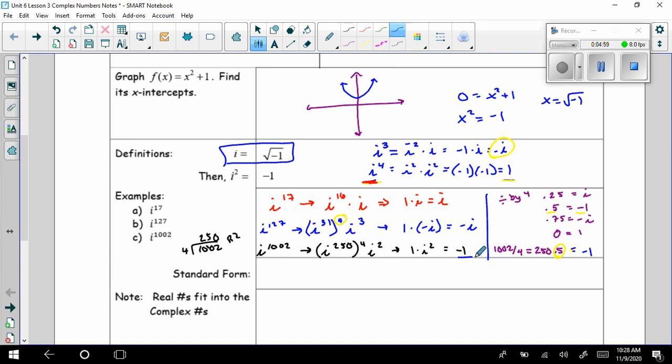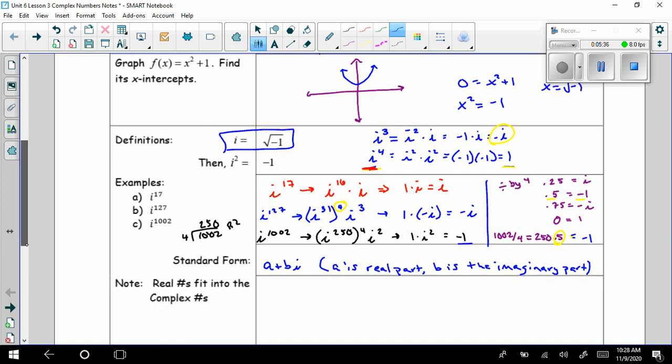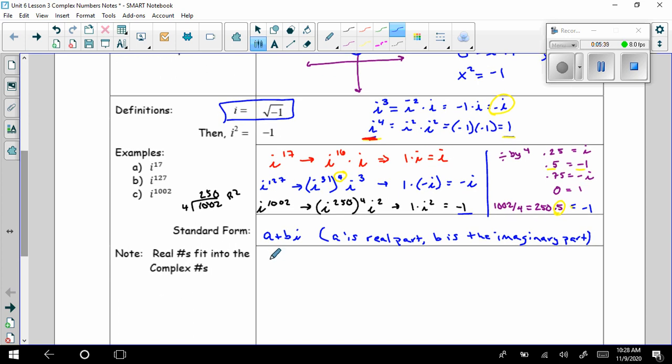All right, standard form for complex numbers. They can all be written in the form a plus bi. And this is the real part. a is your real part, or a real number. b is the imaginary part. Okay. So for example, you can have like 7 plus 2i.